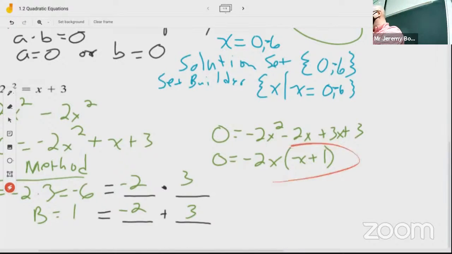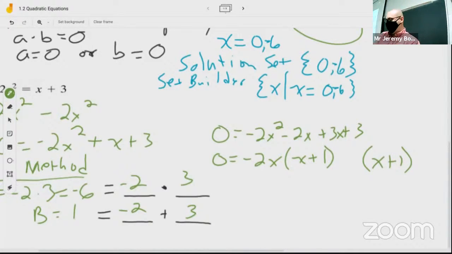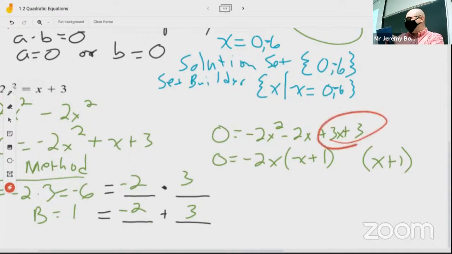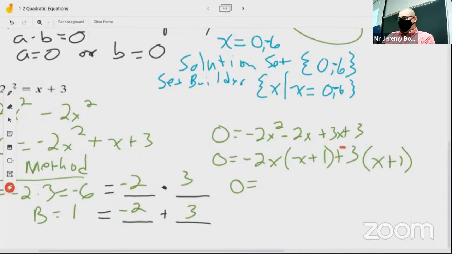So we got that. So that means that I want to factor something out of the 3x plus 3 such that I end up with an x plus 1 as well. So what would that be? Looks like a positive 3, right? So we factor out a positive 3. This term has an x plus 1. This one also has an x plus 1. We're going to pull out that x plus 1. And what's going to be left? Negative 2x plus 3. That's going to be our other term.